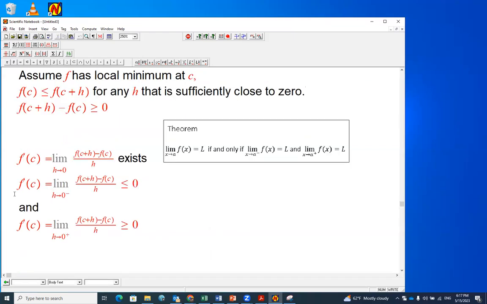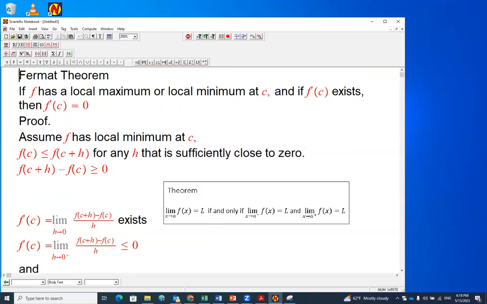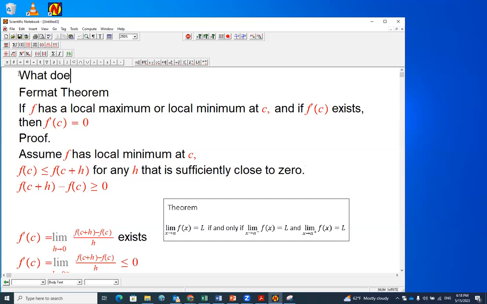So the derivative of the function at c is less than or equal to zero and greater than or equal to zero. So then the derivative of the function at c must be zero, because both must be satisfied. And that's it. That's the end of the proof. But what's the use of this theorem? We're going to talk about the use of the theorem, because what does the Fermat theorem tell us?